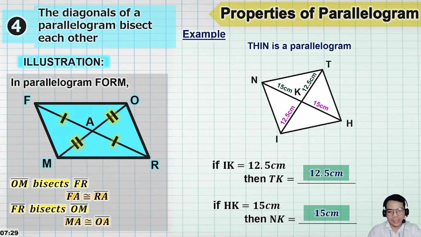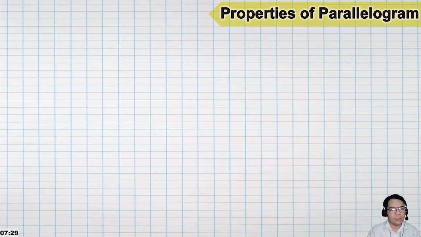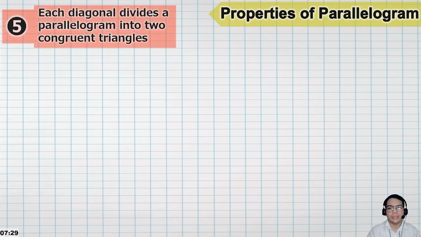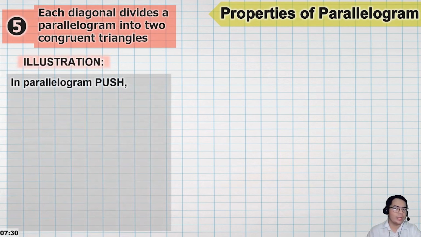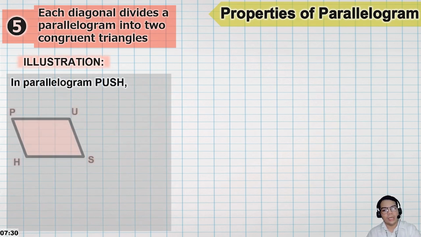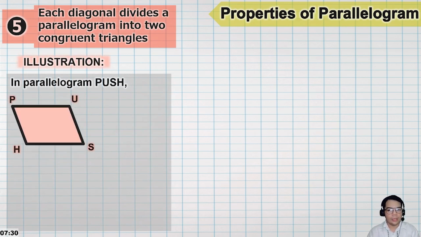Okay, so next, let's proceed with the last and the fifth property of a parallelogram. At ito rin yung pangalawa sa bago pagdating sa malalaman nating properties. Now, each diagonal divides a parallelogram into two congruent triangles. Now, how do we show that as an illustration? So, in parallelogram PUSH, for example, ayan yung ating parallelogram PUSH, and we consider one of the diagonals, which is diagonal PS.